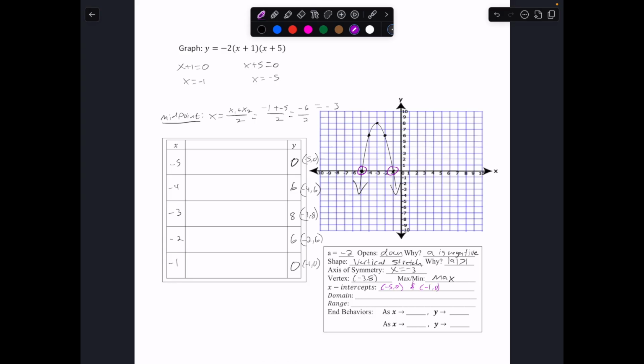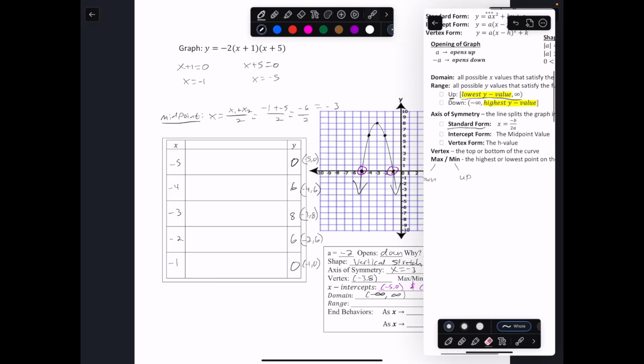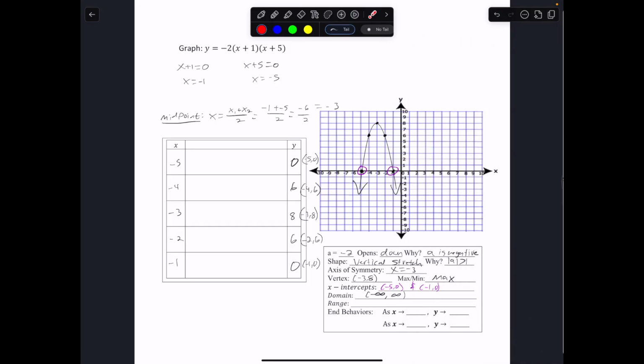The domain is always the same: -infinity, infinity. That will never change. Now the range does change. So let's talk about the range. When the graph opens down, we start with -infinity to the highest y value, square bracket. So we're going to start with parenthesis, -infinity, and then the highest y value. Well, this is my highest point. This is the highest y value. So 8 with a square bracket.